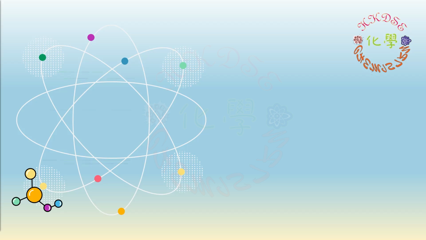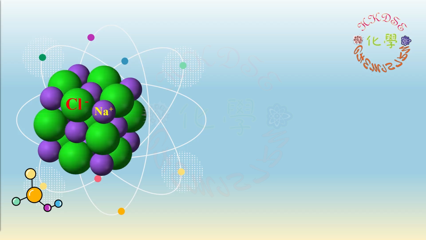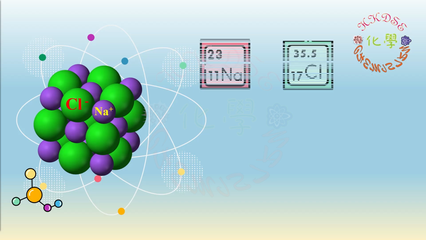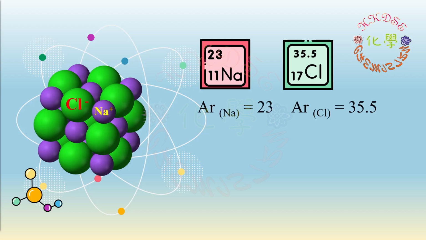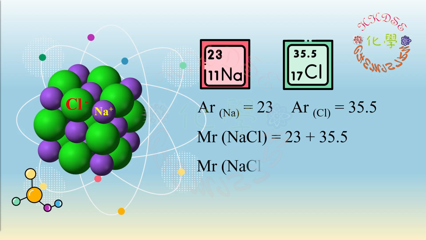If you've got an ionic compound, you can't really call it a molecule, so relative molecular mass doesn't really make a lot of sense, so instead we use relative formula mass. So if we took sodium chloride, which has the formula NaCl, we'd have 1 sodium, which has a relative atomic mass of 23, and 1 chlorine, which has a relative atomic mass of 35.5. So we'd do 23 plus 35.5, giving us a relative formula mass of 58.5.